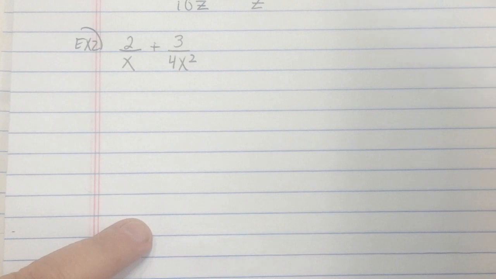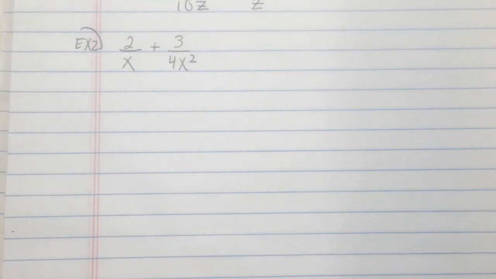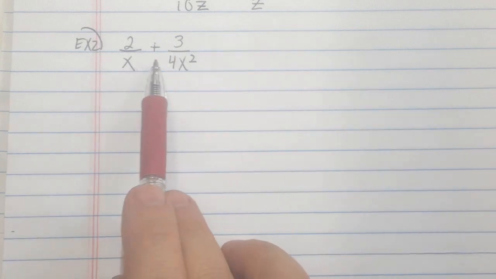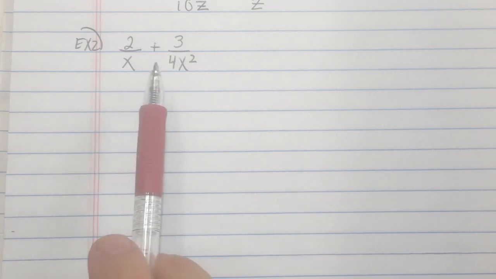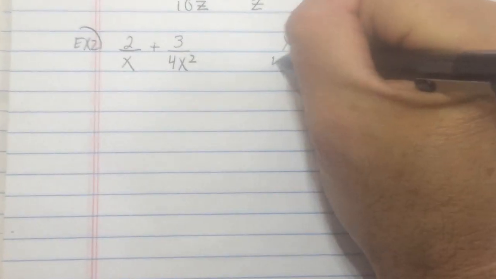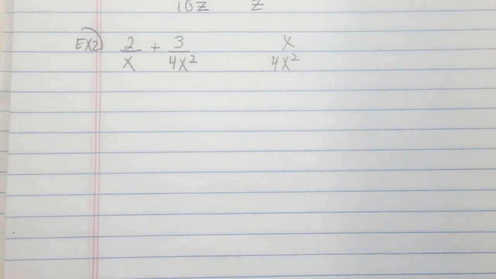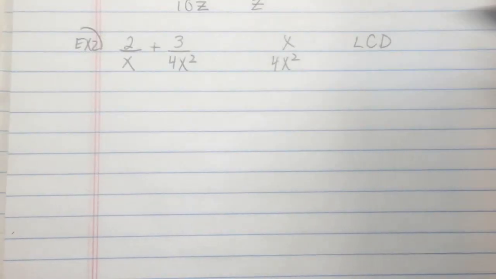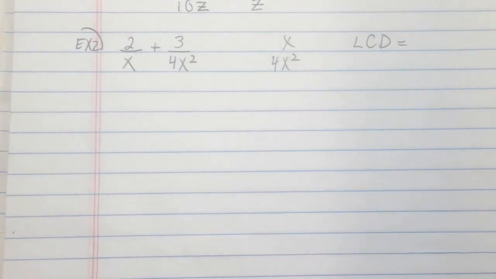All right, so this is our next example. Again, you'll notice these denominators are not the same. So we cannot add these the way they are. And also be careful because some of these problems are going to be addition and some of them are going to be subtraction. So again, we're looking at the x and that 4x squared, and we need to determine what is our lowest common denominator. What would our LCD be of those two things?